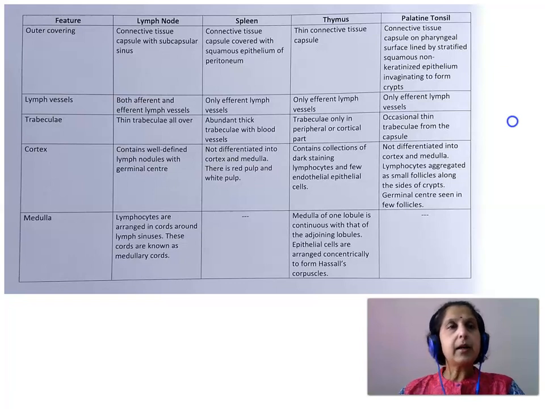In regard to the lymph vessels, lymph node shows both afferent and efferent lymph vessels, while all the other 3 have only efferent lymph vessels.